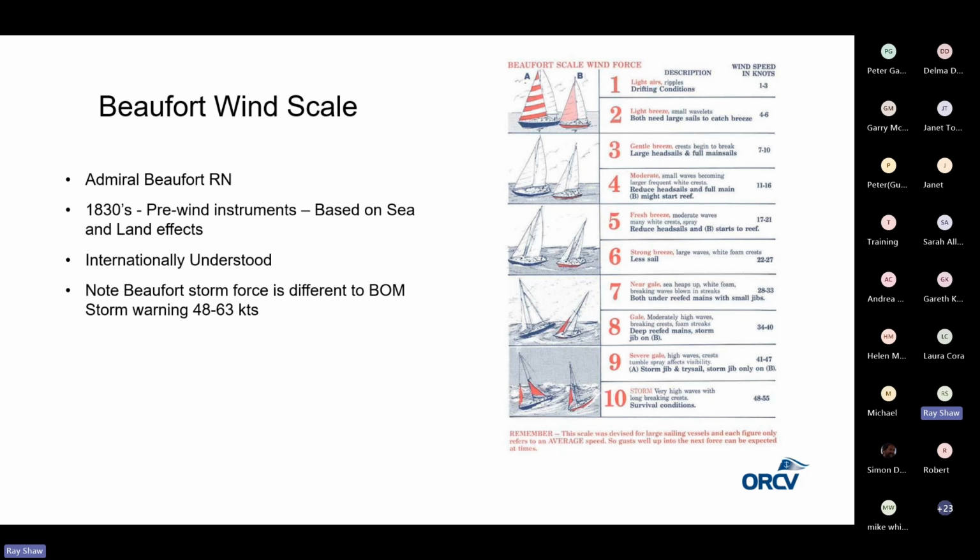The Bureau uses its strong wind and gale and storm wind warnings. But the Beaufort scale is something that's used internationally. I've done a lot of sailing in Europe and around England, and certainly when the weather warnings come on, they will quote force 5, force 4 winds all the time. So it's a very international scale, but it's one that we don't use here. We use the BOM scale.